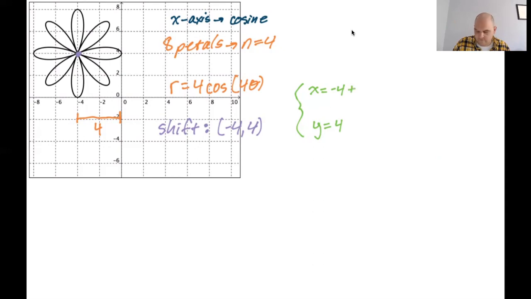Plus, all right, so 4 cosine 4 theta, and then because this is x, we pick up another cosine theta. And then this will be plus 4 cosine 4 theta. And it's going to pick up a sine theta because it's the y value, sine theta. And there you go. I'm going to stop this here.